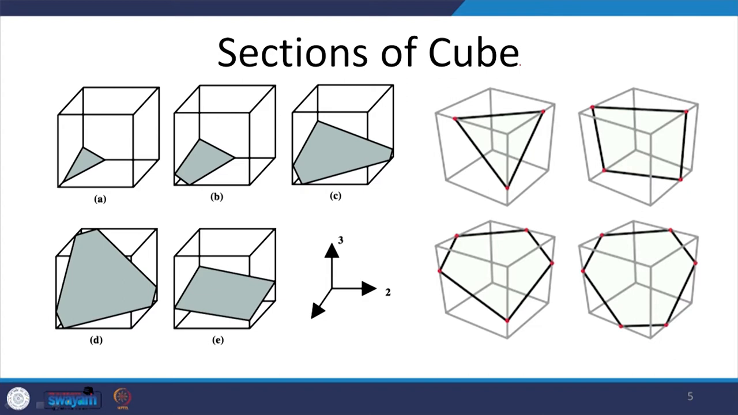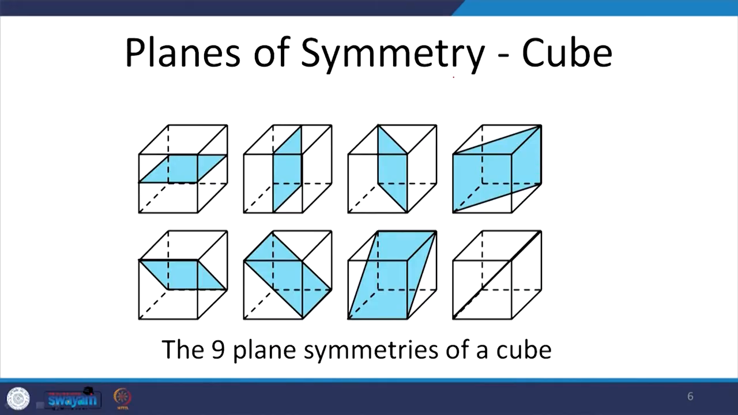So that is about the section of prisms. Next we have section of a cube. Now, section of a cube sometimes can be very tricky, simply because it could be very simple as well as very tricky. Before we look at section of a cube, let us look at the planes of symmetry of the cube, which is how we will also get to understand the various sections in a cube.